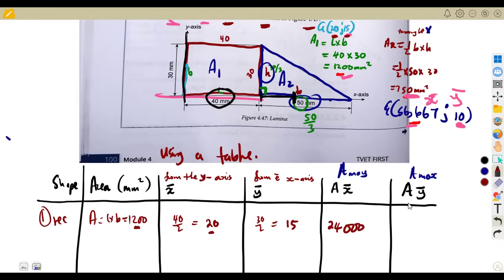24,000. All right, the same thing, this one and this one is going to be 1,200. 1,200 times what times 15 there? We're going to multiply by 15, which is 18,000. So this will be 18,000. All right. You do the same thing for the second one.